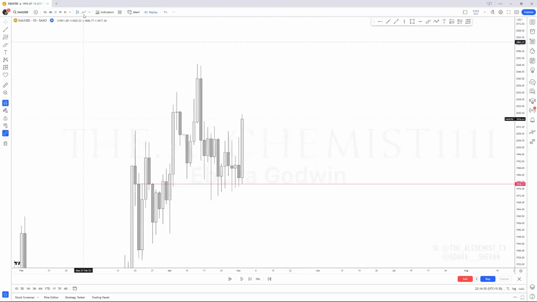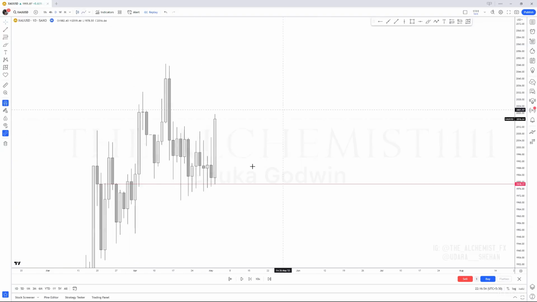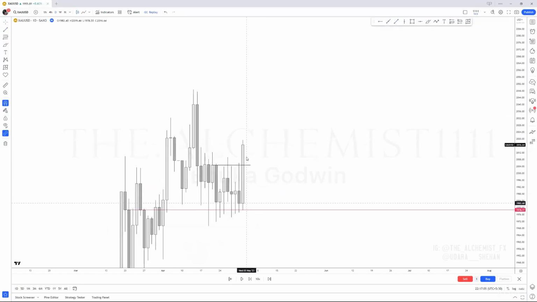Now look at this. Once again, we have a break to the upside, a bullish breakout. The only problem is this is a Tuesday. The weekly candle has not closed yet, but daily has given you a bullish breakout. Now we know that after this week ends, let's say the week just ended somewhere here.